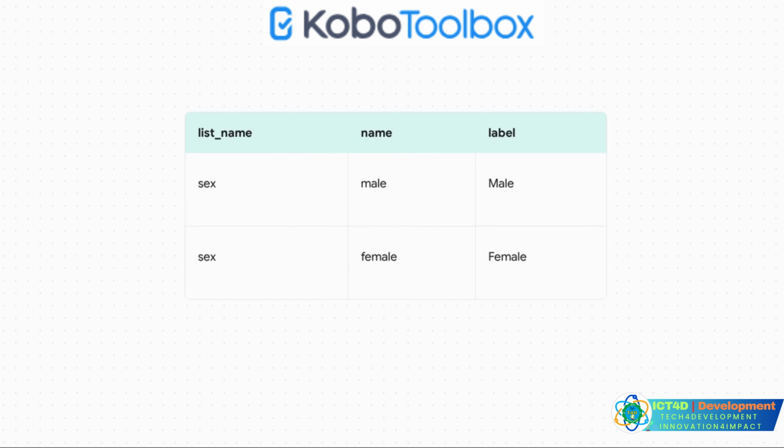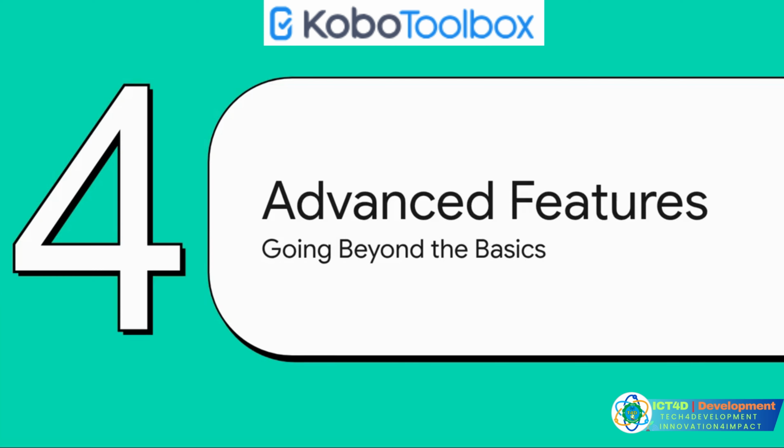Now we have to define that sex list, right? So we just pop over to our choices sheet. In the list name column, we put sex for both options. Then for each one, we give it a unique name and a user-friendly label. Male and male, female and female. See how that works? That shared list name is what connects the question on one sheet to the answers on the other.